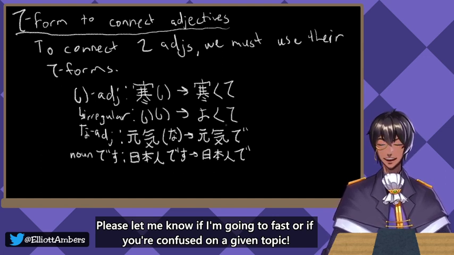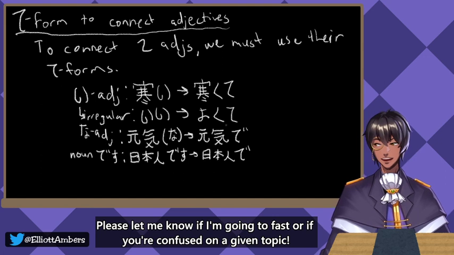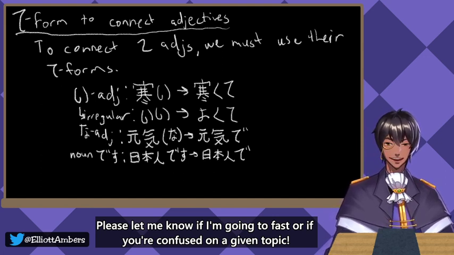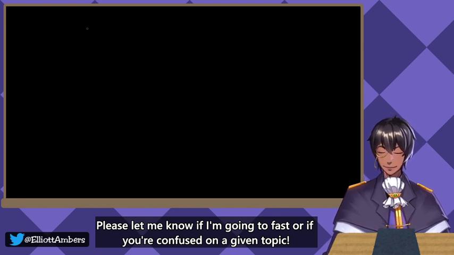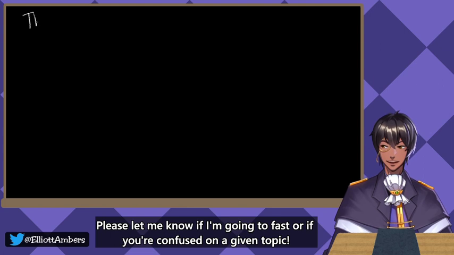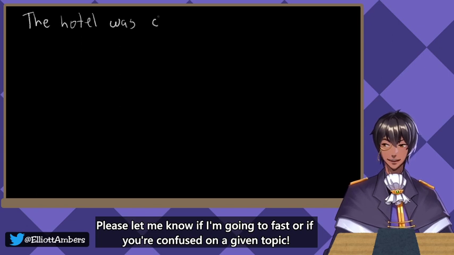And so we're going to use some examples with this, just to see it in action, just to make sure that we understand the rules here. So if I wanted to say the following sentence: the hotel was clean and we were happy.